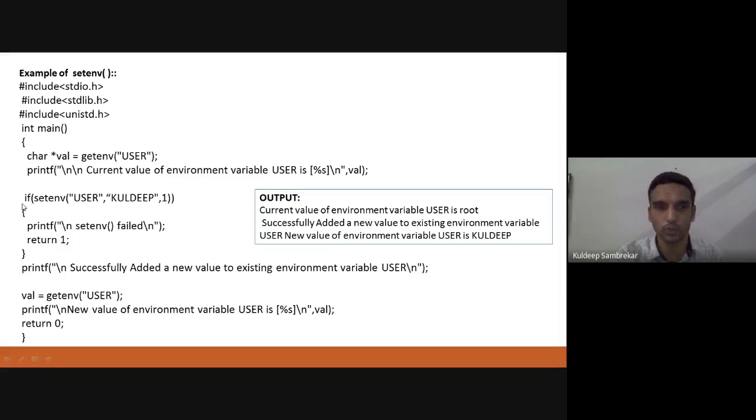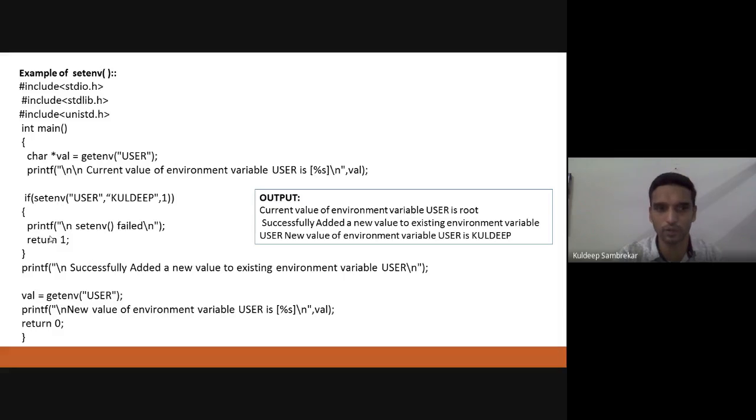If this is executed successfully, it returns 0. If there are any problems, it returns a non-zero value, like 1, which shows that it is failing. That is what I said. It returns 0 on successful execution and any other value for errors.